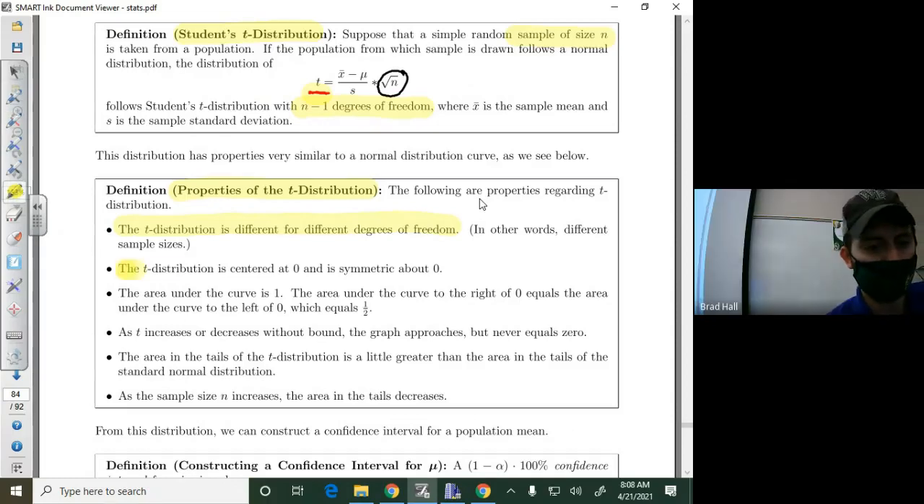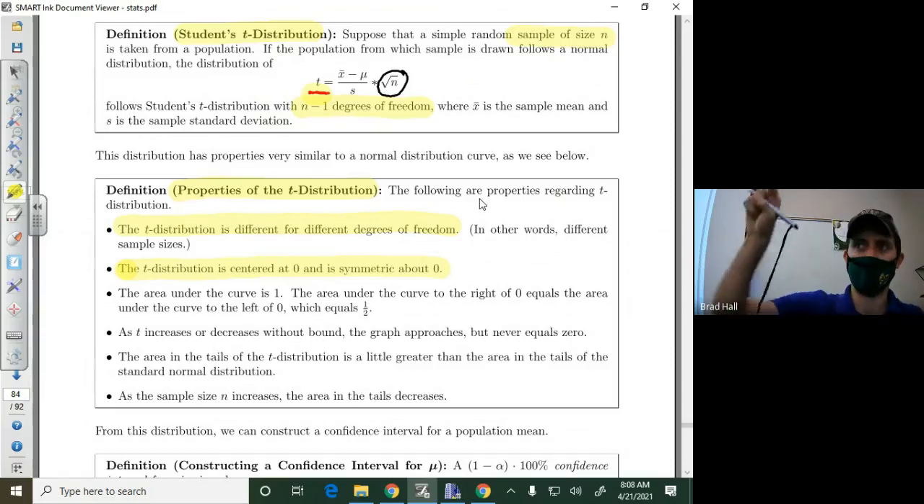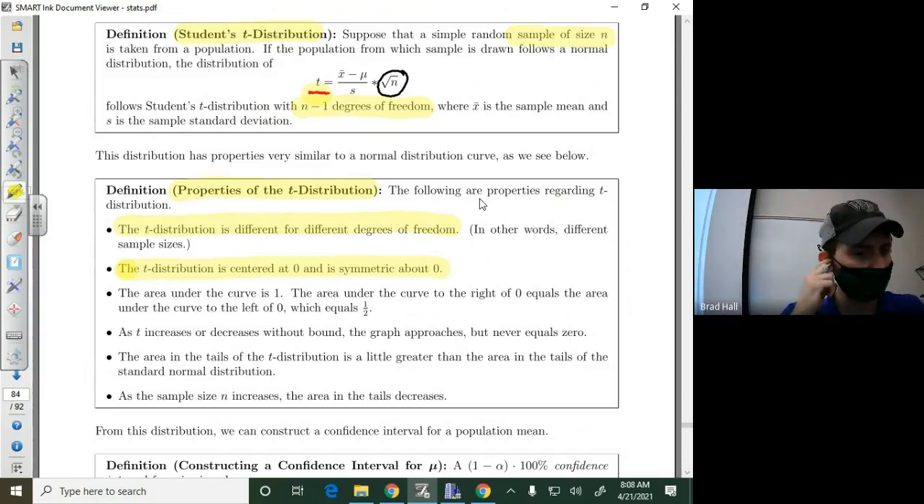The T distribution is centered at 0 and is symmetric about 0, just like with the standard normal graph. So again, that's the same thing as the standard normal. If you think about that curve that we had, the mean is 0. And just like with the standard normal curve, the area under the curve is 1. And if you split the graph in half, each side gives you a half. Just like the standard normal one. Again, another characteristic that we are familiar with.